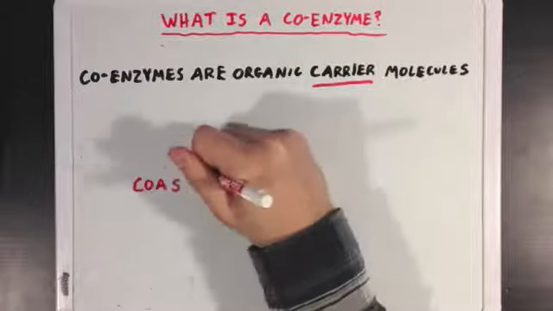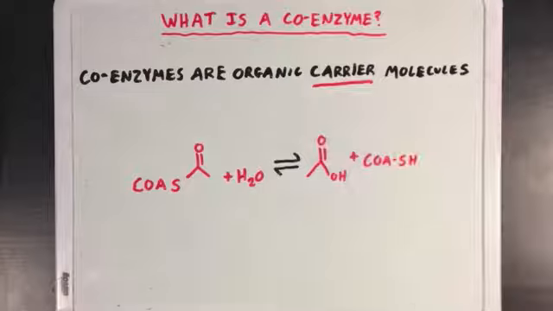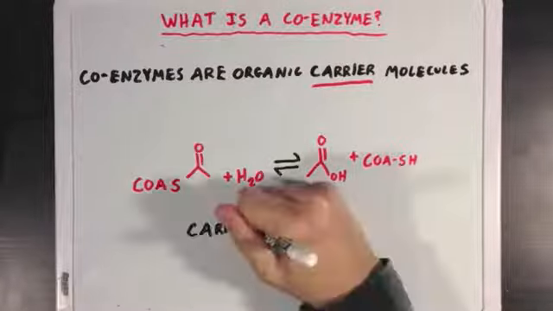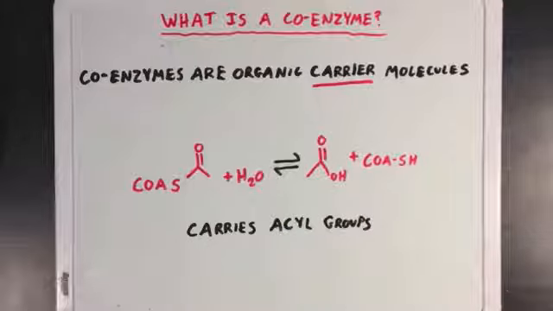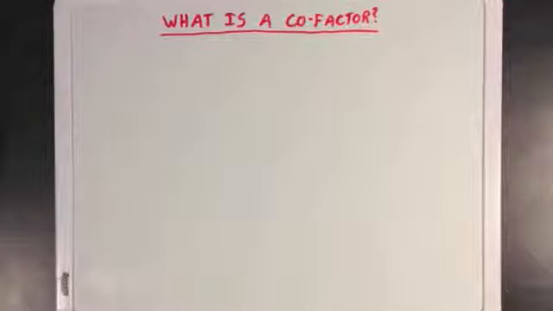Another example of a coenzyme is coenzyme A, which, like NADH, acts as a carrier molecule, but instead of carrying electrons like NADH does, coenzyme A, which we sometimes call CoA, holds on to acyl or acetyl groups instead. And you'd see CoA appear quite often in metabolic reactions, where it'll carry these two-carbon acetyl groups from one molecule to another.